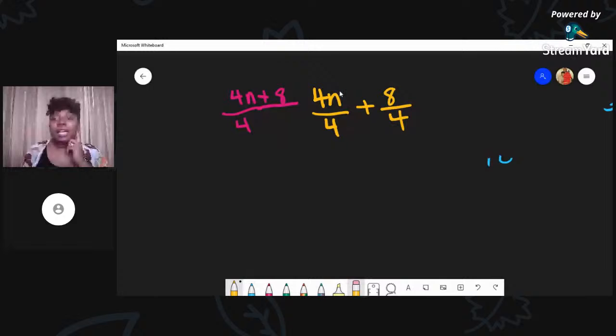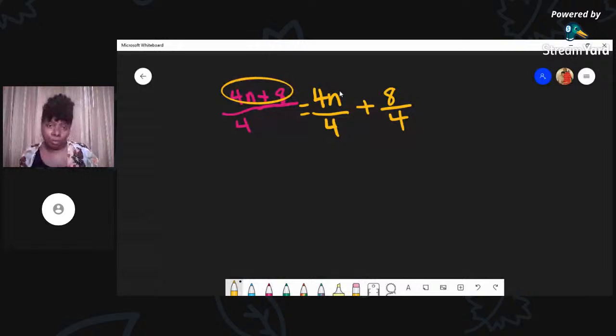If you think about it mathematically, this has to equal this. The only way that I can change it is if they both have a 4 in the denominator. Then that means I'm adding the numerators, which is going to get me back to the original. So now 4n divided by 4 would be n. And 8 divided by 4 is 2.